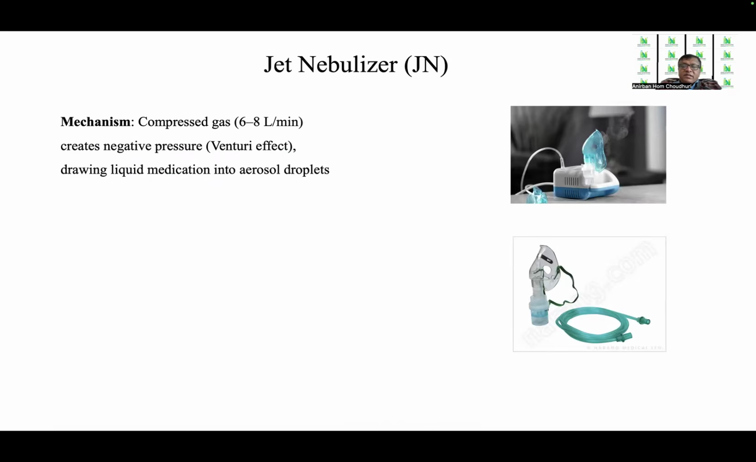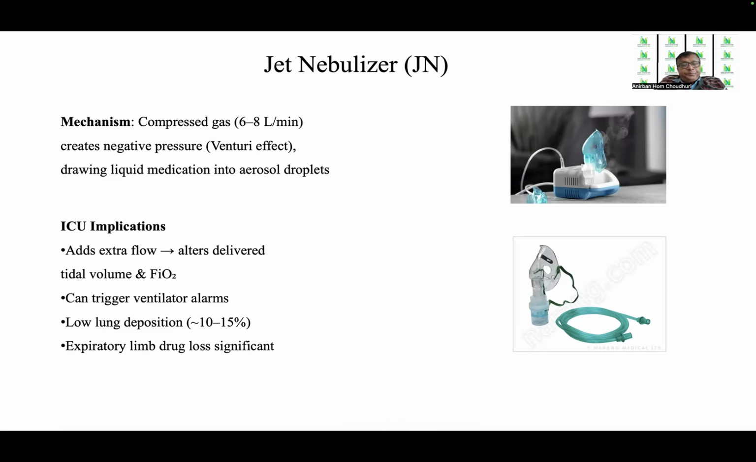The jet nebulizer is the oldest device which was used to deliver aerosol therapy in the ICU. The mechanism is that compressed gas at 6 to 8 liters per minute creates a negative pressure because of the Venturi effect, and it draws liquid medication into aerosol droplets, which are deposited into the respiratory tract.